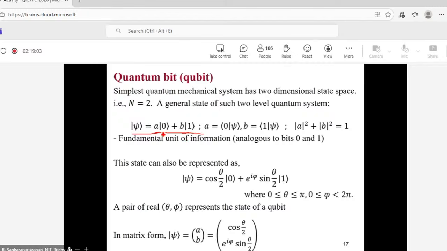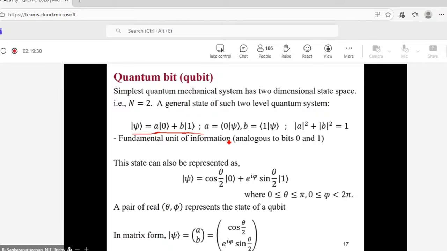A|0> plus B|1> is the smallest possible quantum state, of a two-dimensional Hilbert space, and this is nothing but the state of a single qubit. And of course, the meaning of A is the inner product of <0|psi>, and B is equal to the inner product of <1|psi>. Okay. So here the ket 0 and ket 1 are just a representation.